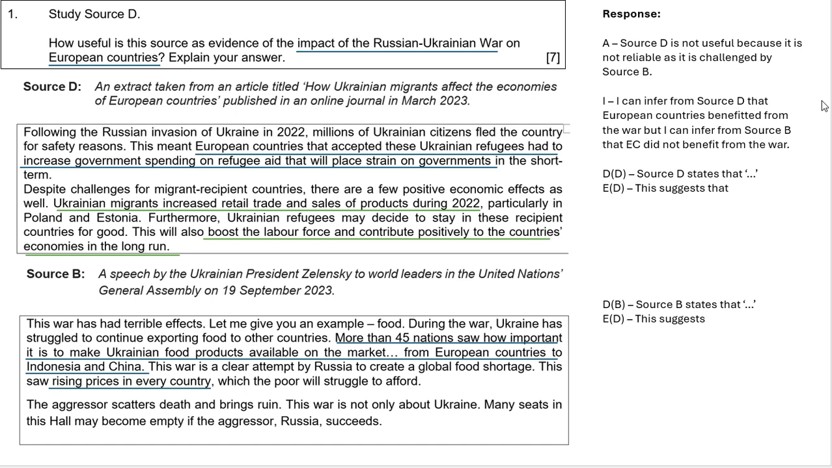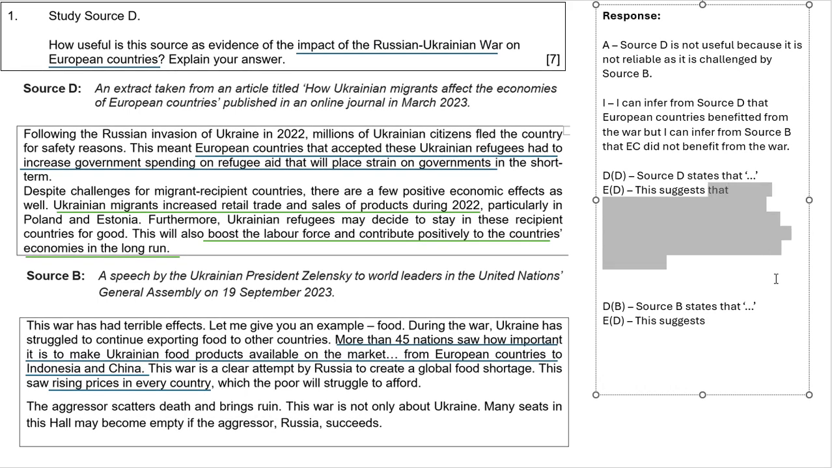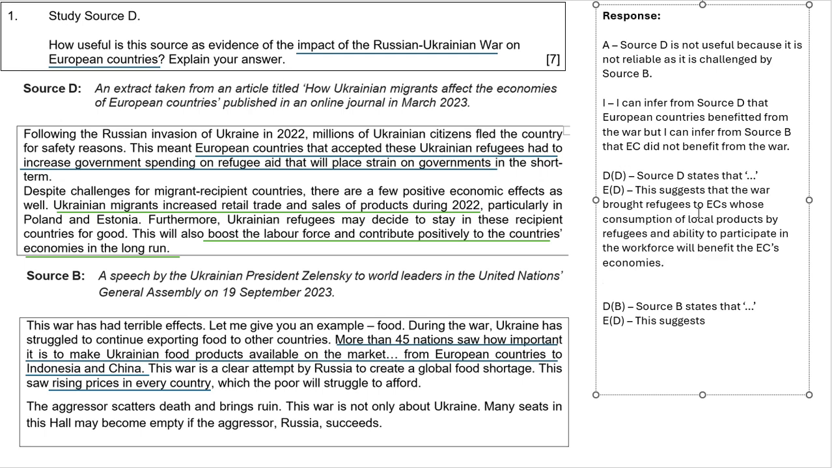Okay, so essentially, go on to quote the relevant details. So in this case, I will quote the parts in green for source D and then provide a short explanation. So this suggests that the war brought refugees whose consumption of local products and ability to participate in the workforce will benefit the European countries' economies. Right, so this links back to the idea of how European countries benefited. Okay, so make sure that there's a link between your explanation and also your inference.